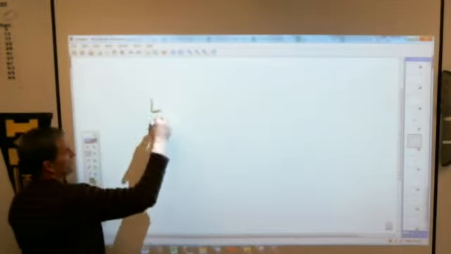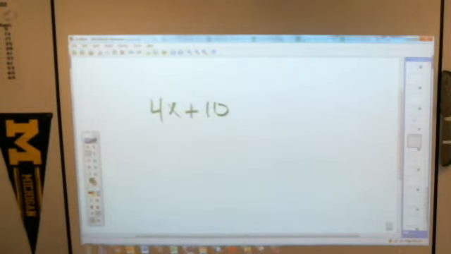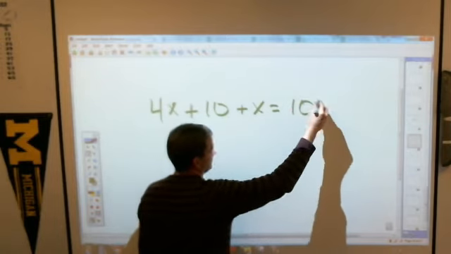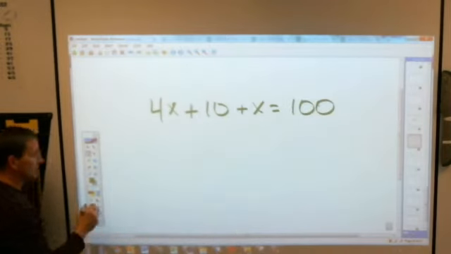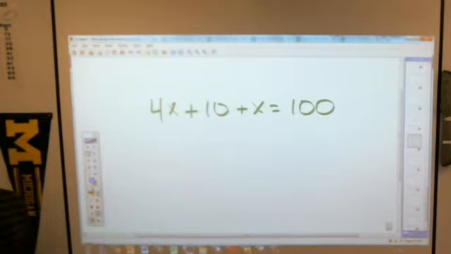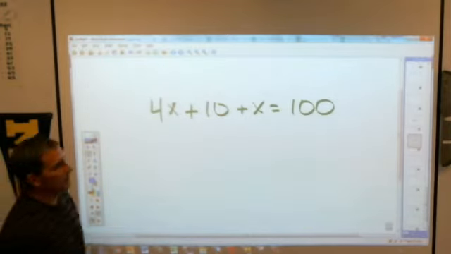Sometimes you will run across a problem that looks like this. 4x plus 10 plus x equals 100. Now, how is this different than any of the other problems we saw before? Oh, you observant ones. Chase, how is this different? There's a third element. A third number. A third term, if you will, but okay.